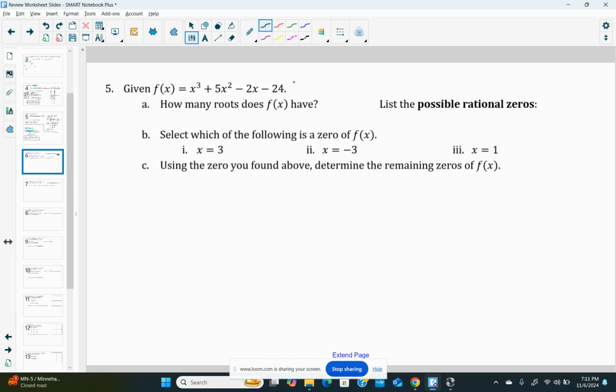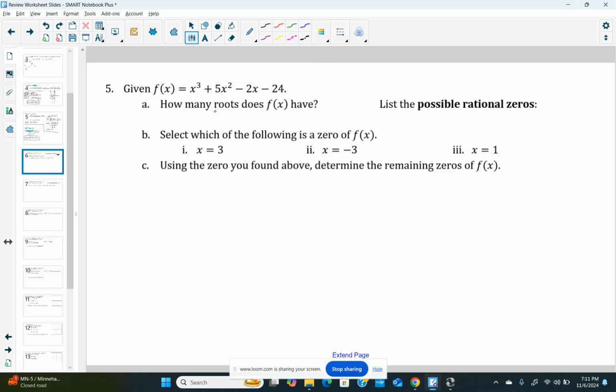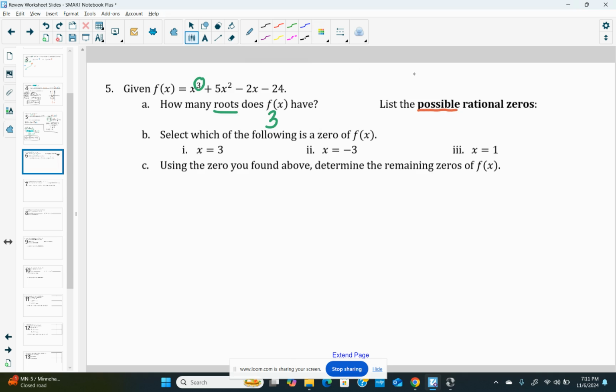Number 5, how many roots does this function have? So remember that the number of roots equals the degree. And the degree here is 3, so f is going to have 3 roots. Now when it says list the possible rational roots, remember this is taking the p's divided by the q's. And remember that the p is the final number, or the constant.